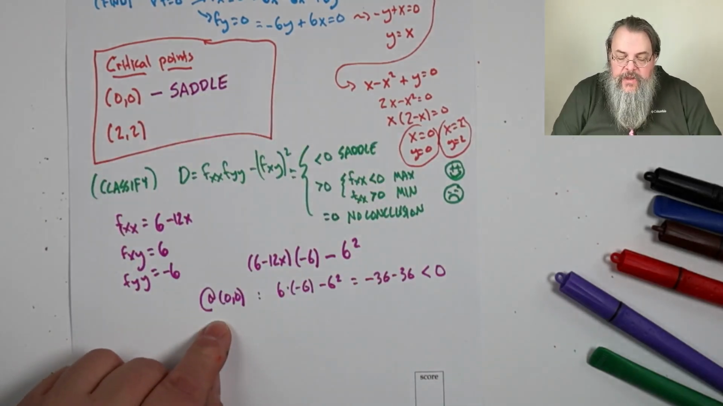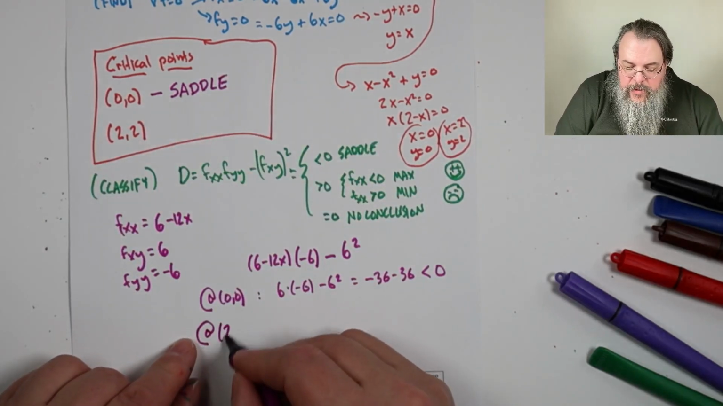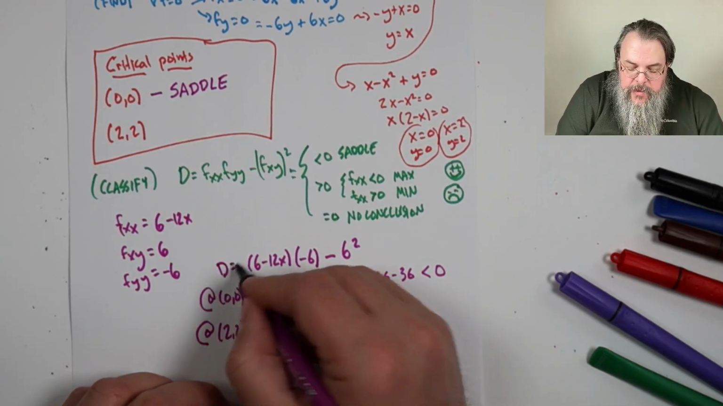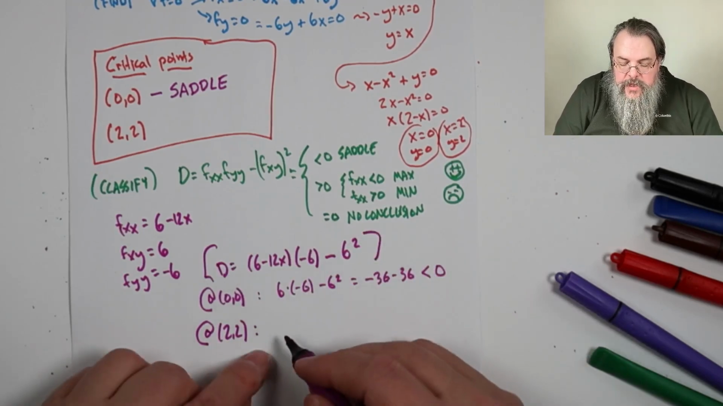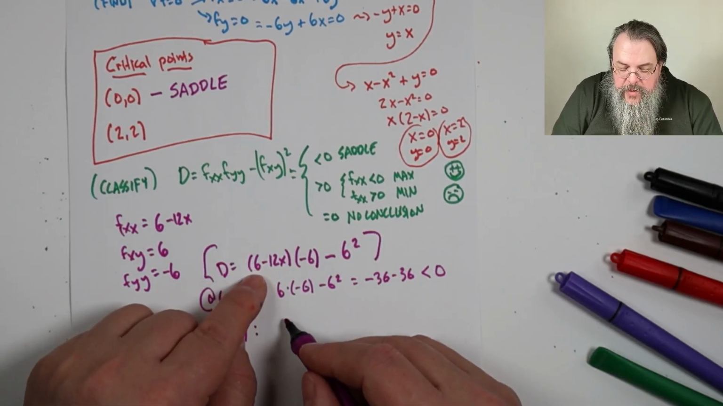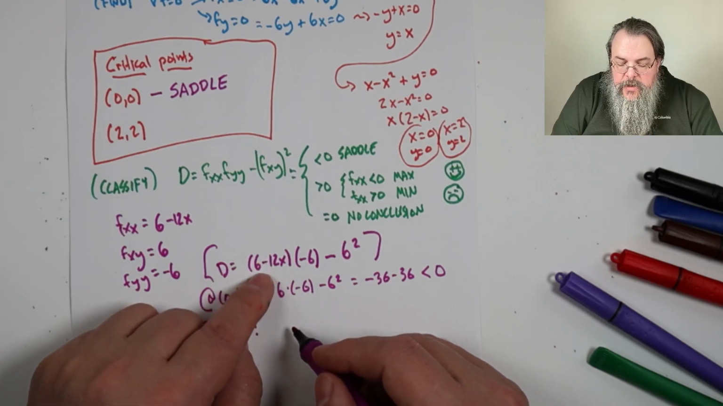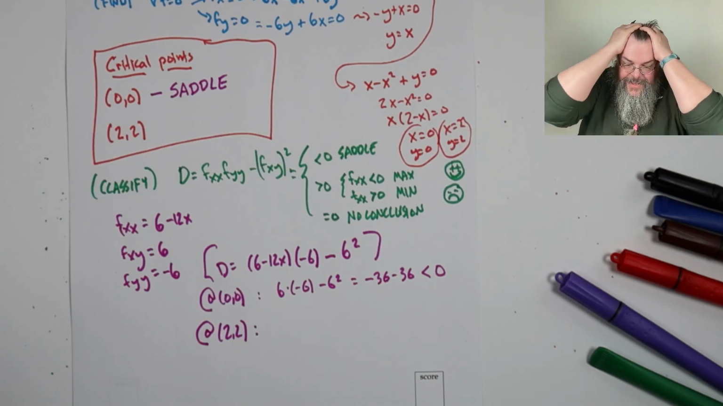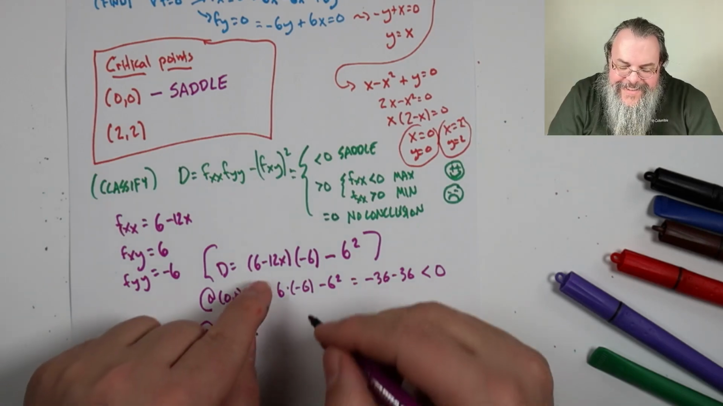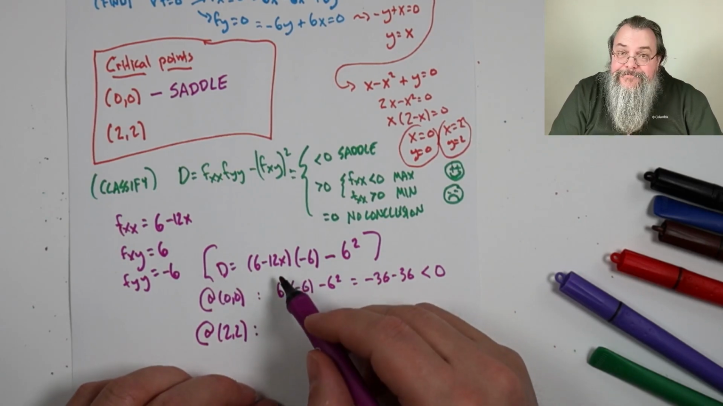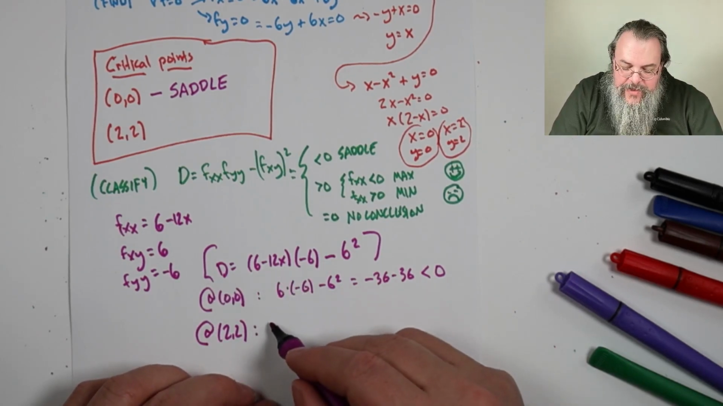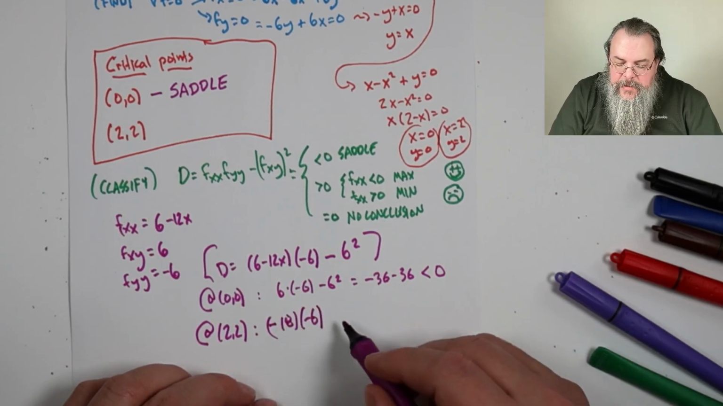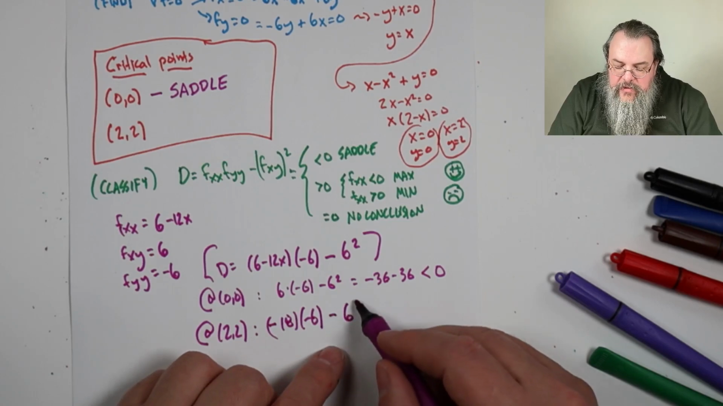Okay, now, what happens at 2, 2? Well, again, plug in x equals 2, y equals 2. And what do we get? Well, we're going to get 6 minus, 24, right? Yeah, 6 minus 24, which is negative 18. And we multiply that by negative 6. And then we're going to subtract 6 squared.